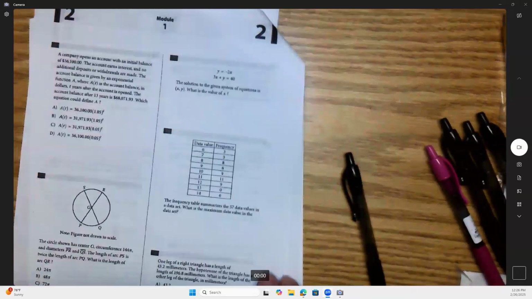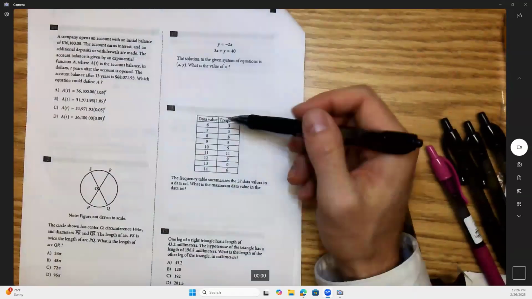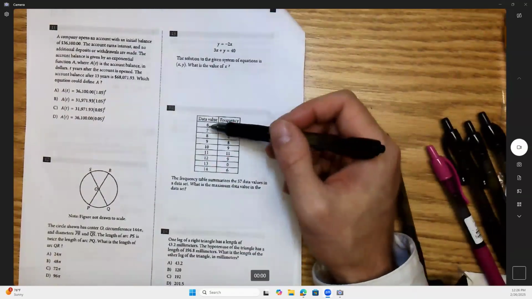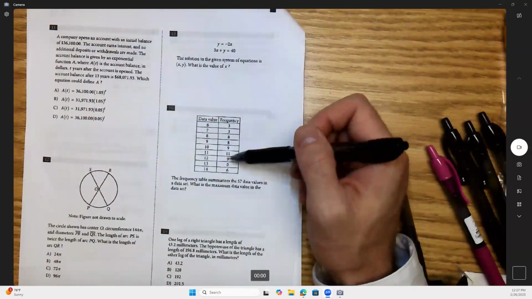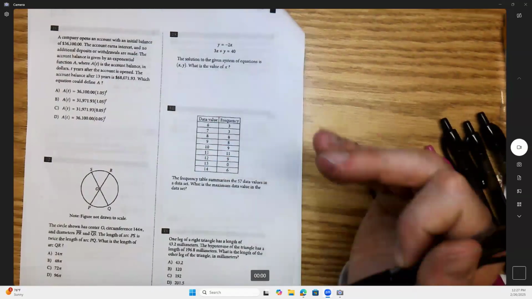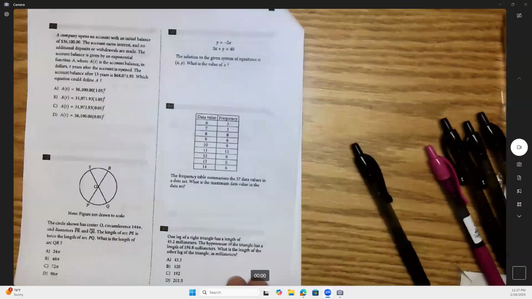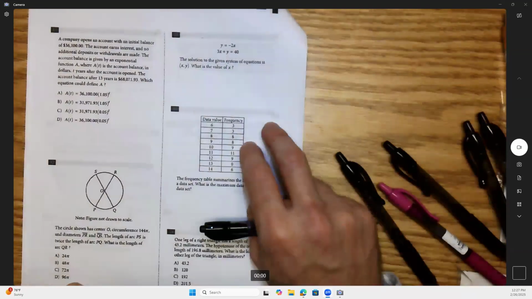Number 14. Ooh, we got a table of values. So we got data value, 6 through 14, and frequency. There's different numbers. Now, there's not a story attached to this, but this sure does remind me of yesterday. You guys remember yesterday there were a bunch of plant heights? You guys remember that? Okay. Let's just carry that story over to this data table.